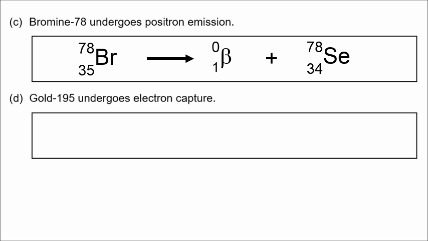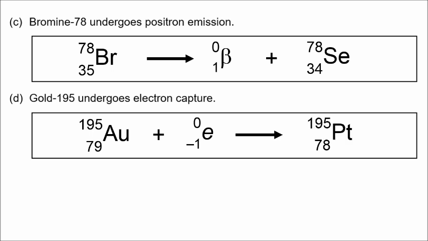For gold, the symbol is Au, atomic number 79. Now we're going to do electron capture, so we have to add an electron. So 0 over negative 1, there's the electron, and that's going to produce an isotope with a mass of 195 and atomic number 78, which is platinum, Pt.